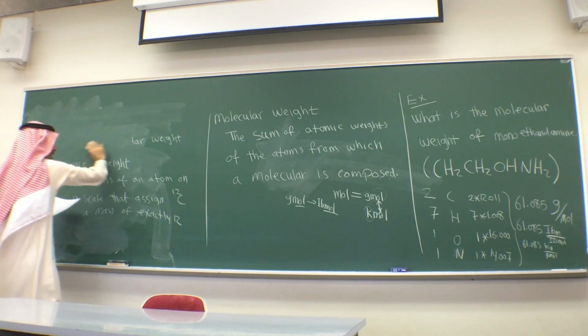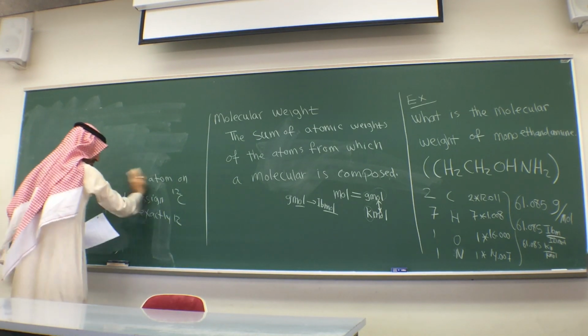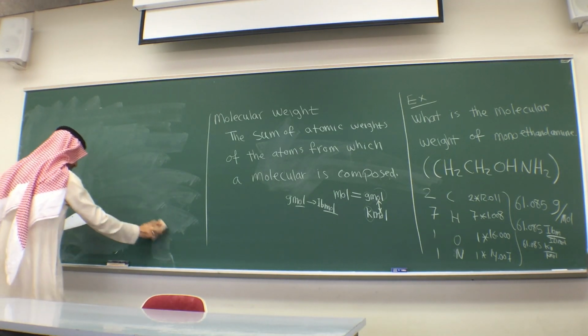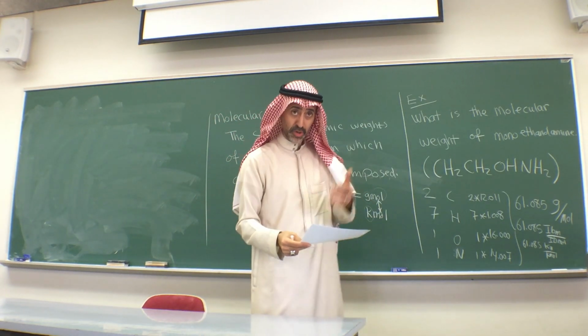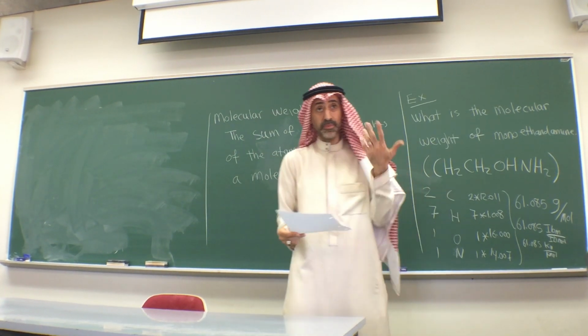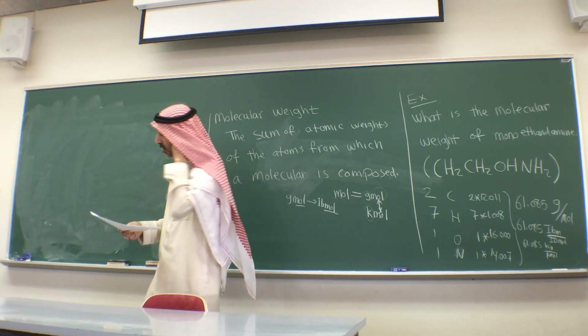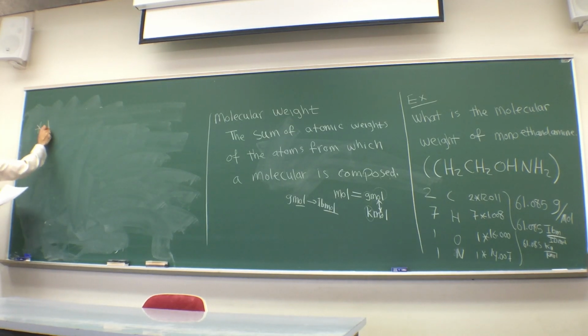So now we agreed that if the weight of a substance is M, if the molecular weight is M, it means that you have M kilogram per kilo mole, or M gram per mole, or M pound mass per pound mole. Now this sentence, make it nicer and easy and don't forget it.